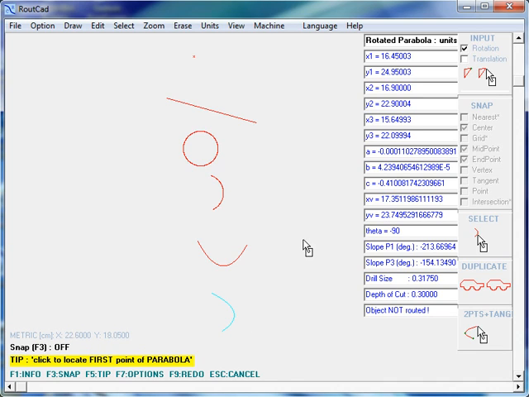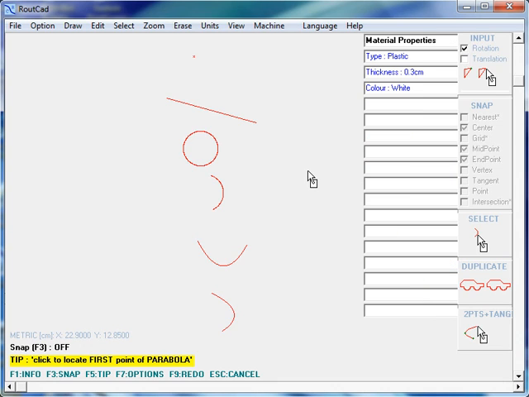Now, if we click somewhere else in the canvas, we get information about the material that was used for this project. We can see it was a material of type plastic, thickness 0.3 centimeter, color white.